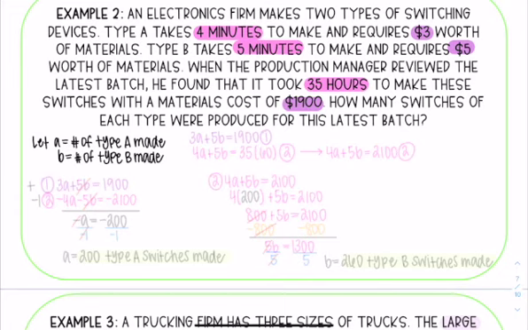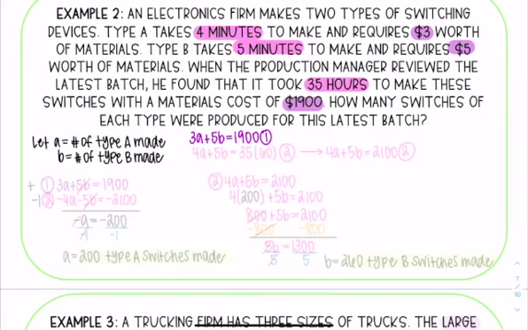So let's go ahead and start with the money. So this would be 3A plus 5B equals 1,900. That's equation number 1.